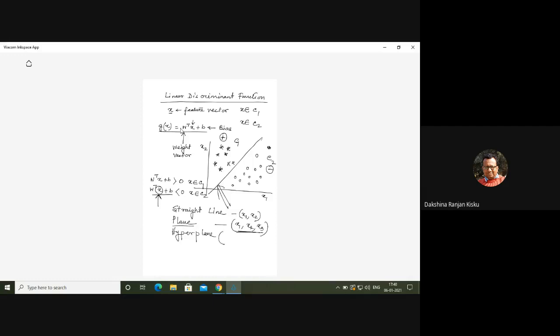And when we have a d dimensional feature vector, more than three dimensional, then by putting that feature vector in this linear discriminant function, the linear function becomes a hyperplane, and that hyperplane will separate the positive examples from the negative examples. So depending upon the dimension of the feature vector, we can have a straight line, plane and hyperplane. For the verification problem, we can use this linear discriminant function, which will separate the samples of one class from the samples of another class.